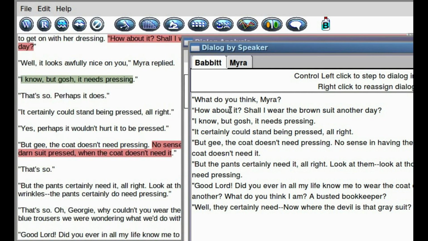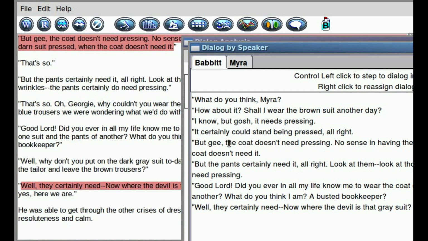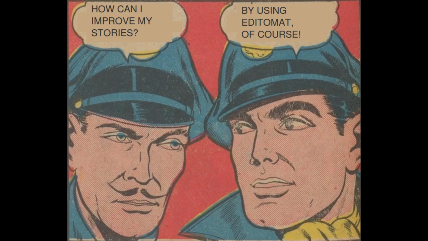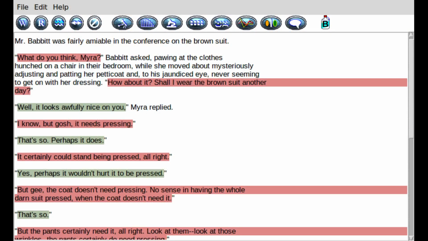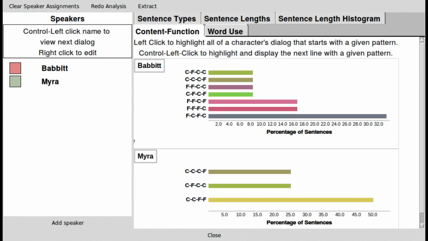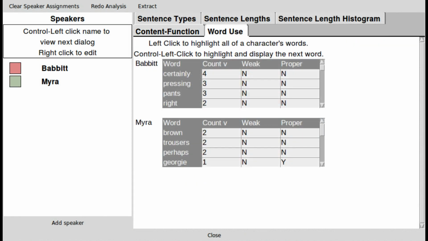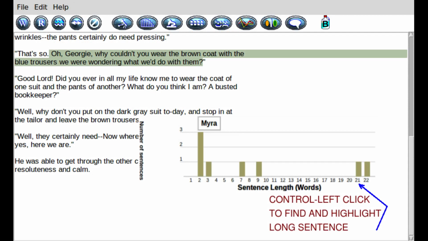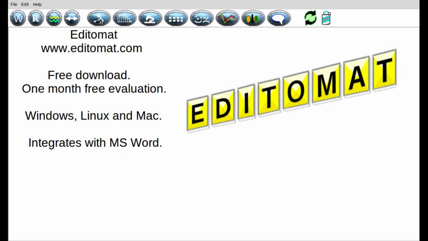Left-clicking these sections of Myra's dialogue takes us to each line of that dialogue and highlights it so we can easily find it. This completes our introduction to Editomat's dialogue features. Editomat can find and identify the speakers, analyzes each speaker's dialogue according to sentence length, sentence type, the rhythm of their speech, and their word usage, and finally it finds and locates individual lines of dialogue to make editing fast and easy. Thank you for watching, and you can always get Editomat from www.editomat.com.